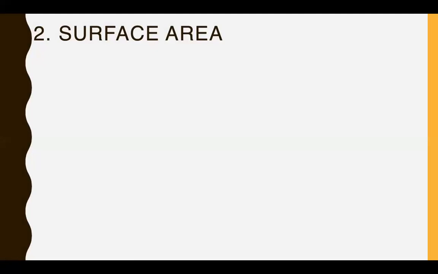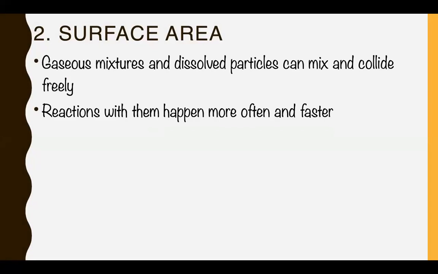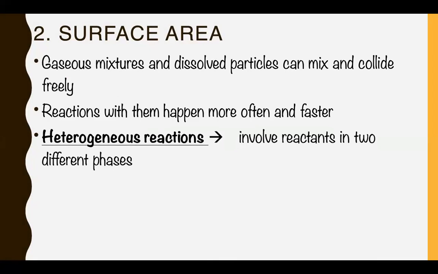Number 2 is surface area. Gaseous mixtures and dissolved particles can mix and collide freely. So reactions with them happen more often and faster. I think it was last week when I was talking about intermediates and things, I mentioned homogeneous reaction with hydrogen gas and iodine gas. Homogeneous reactions are when you have different phases involved, like between a gas and a liquid, or aqueous and solid, something like that.